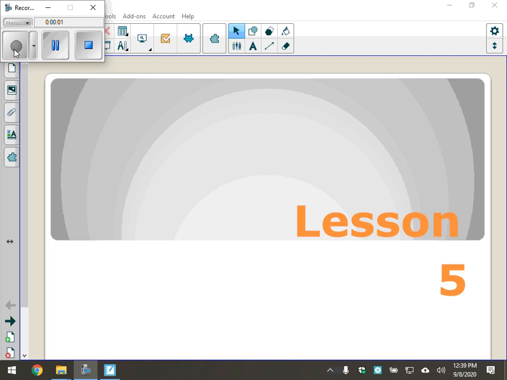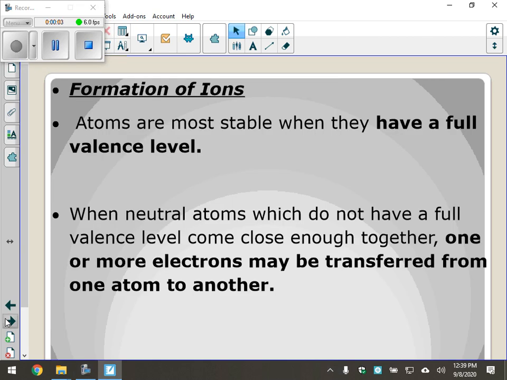Let's see, lesson 5. So we're going to talk about ionic compounds today and how they are formed. So we're going to have a few notes here. Formation of ions, basically, and then we're going to talk a little bit about how they transfer electrons to each other. We'll show you that real quick. We'll let you copy, and I'll be quiet.